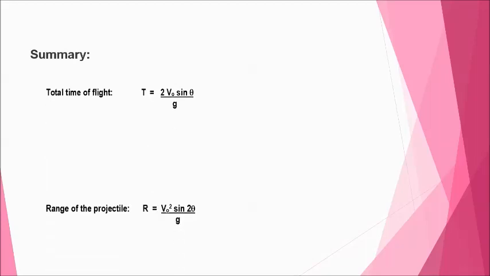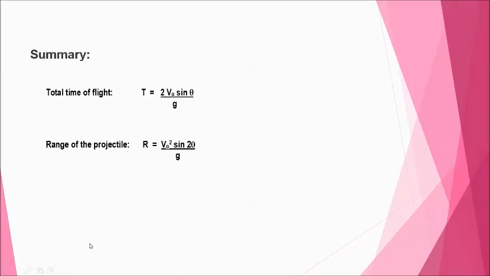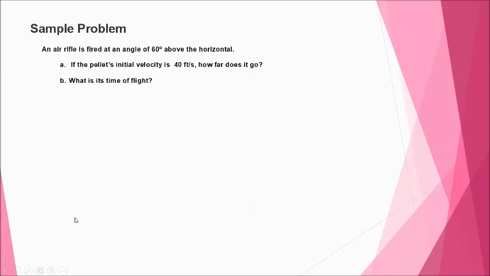Now moving on, let us summarize the two formulas. This here gives us a summary, and these are the formulas to evaluate projectile path, projectile motion. All right, with that, let us have a sample problem. An air rifle is fired at an angle of 60 degrees above the horizontal. If the pellet's initial velocity is 40 feet per second, how far does it go? And what is its time of flight?